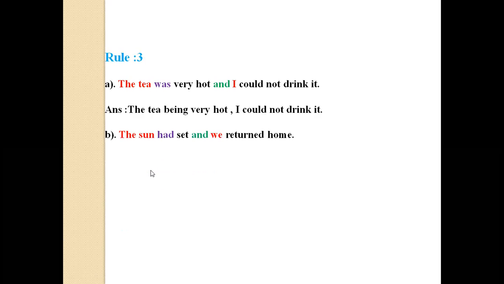Number B, the sun had set and we returned home. Here the case is the same as question number A. The sun is the subject of the first clause and we is the second clause. So write the sun first, then ing with the have verb. So the sun having set, omit the conjunction and use a comma and write the rest of the clauses. So the answer will be: the sun having set, we returned home.